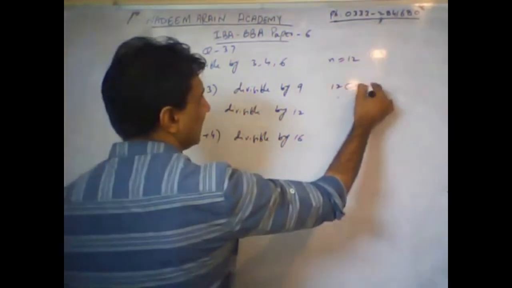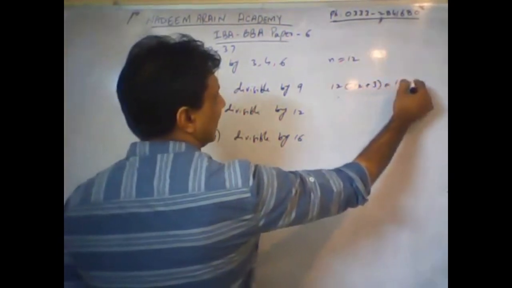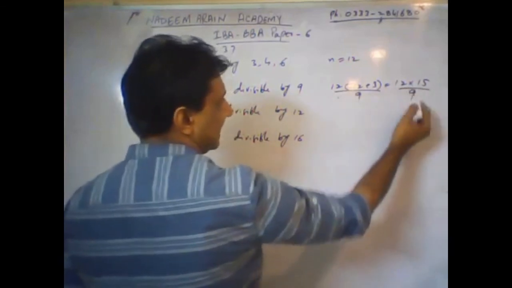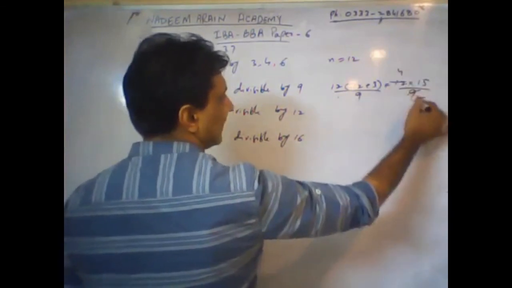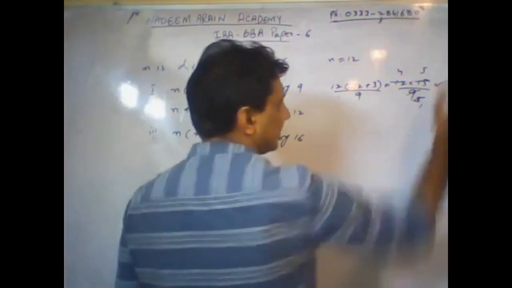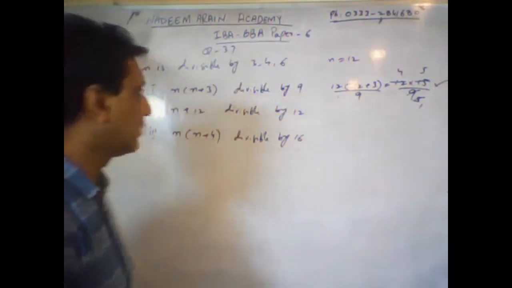So first is n into n plus 3. 12 into 12 plus 3 means 12 into 15. Is this divisible by 9? Yes, it is. 3 times 3, 3 times 4, 3 times 1, 3 times 5. This is divisible by 9. So this one is correct, true.